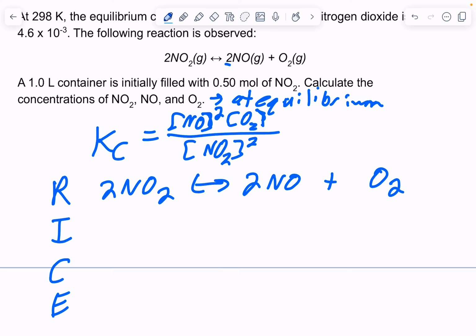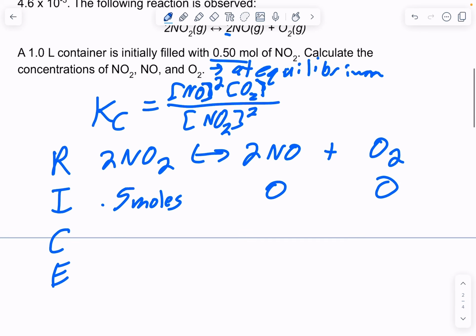Initial, or I, stands for initial, so that's what I'm starting with. In my reaction, I'm starting with 0.5 moles of NO2, because that's what I'm starting with. And that's all I'm starting with. That's my only reactant, so I don't have anything else. So that's going to be a 0 and 0 here for my products.